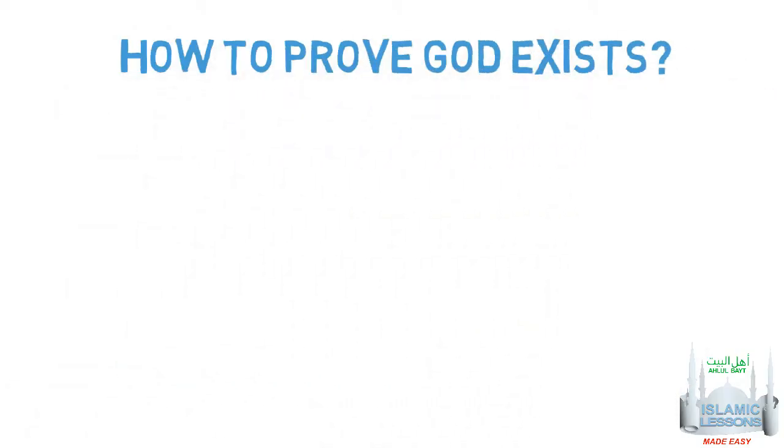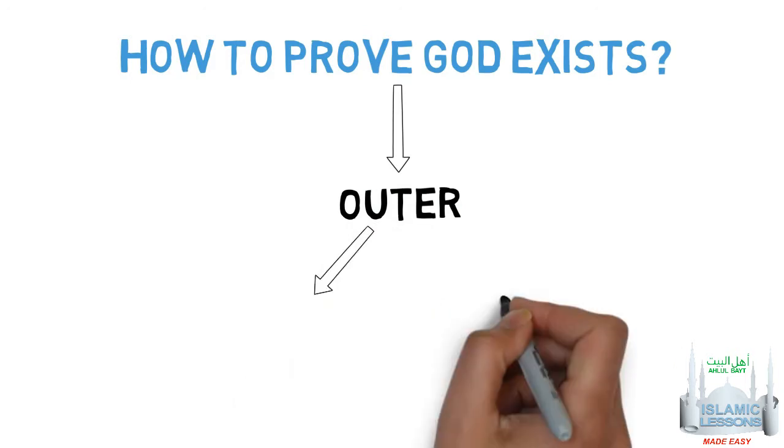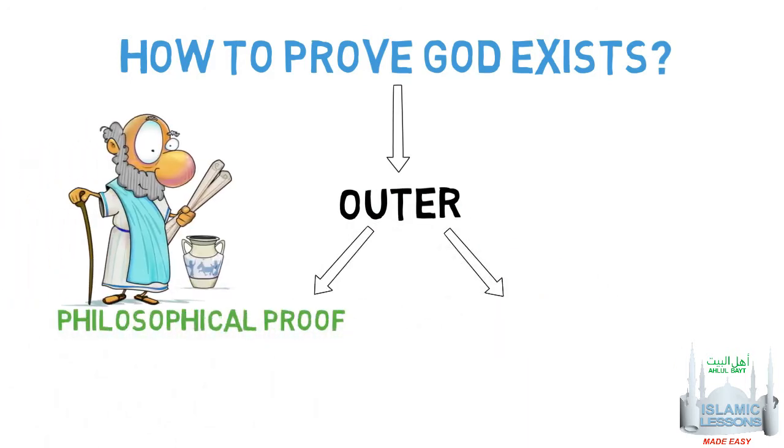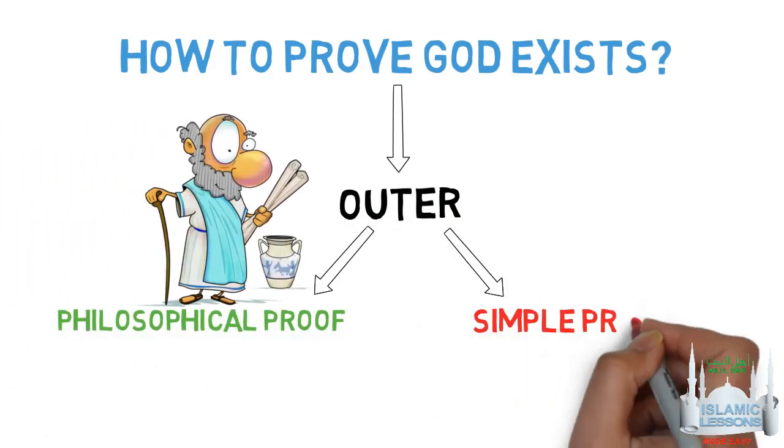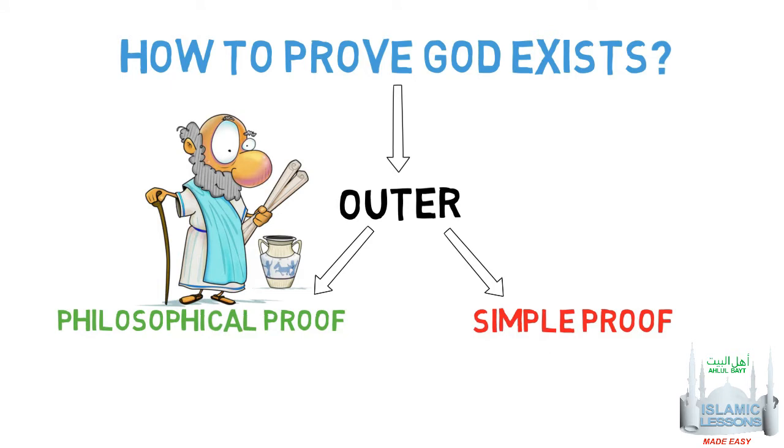How to prove the existence of God. The proofs are divided into two types. The first type is the philosophical proof. The second type is the simple proof. We will be speaking about the simple proof in this lesson.